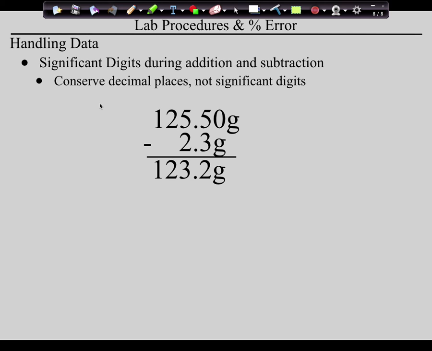Why is this answer correct? It has nothing to do with significant digits. What is it, Nick? Yes. Here's the deal. Guys, when you're adding and subtracting, you don't care about significant digits. You care about decimal places. There's two decimal places here. There's one decimal place there. So you get one decimal place in your answer.